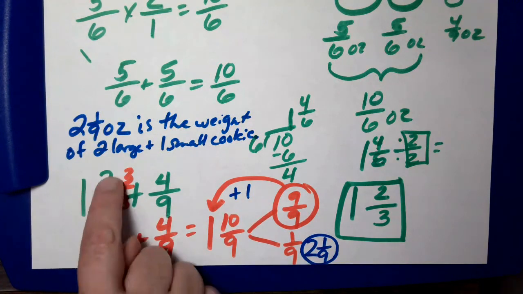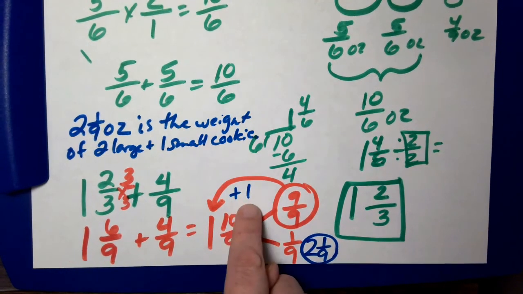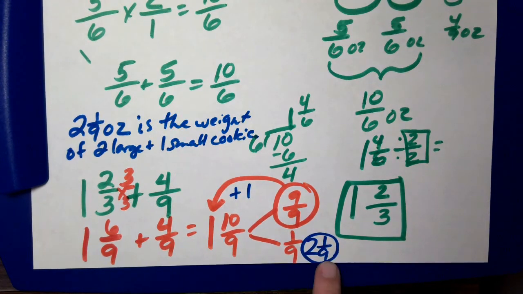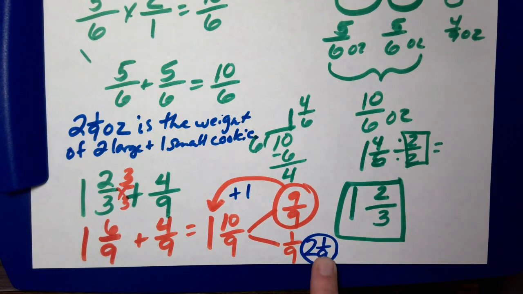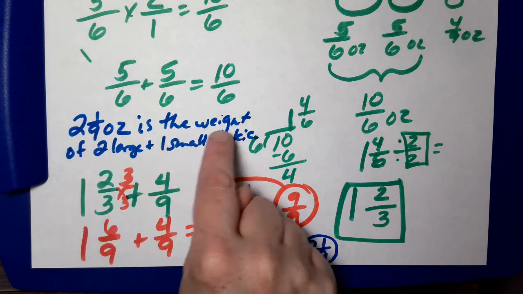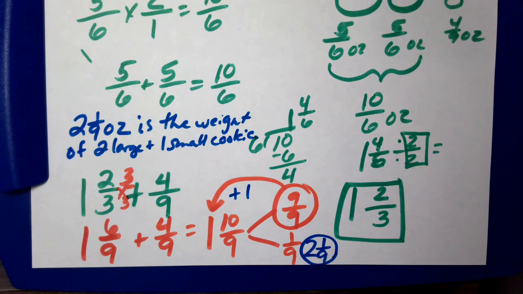So when I added the 1 2/3 and the 4/9, I had to rename this to 1 6/9 plus 4/9, and I got 1 10/9, which is a mixed number that has an improper fraction. So I separated the 10/9 out to be 9/9, which would be 1 whole, which is this 1 whole that I took out, and then the 1/9 on its own. And so the answer would be 2 1/9 ounce. So I went ahead and wrote this statement of the solution. 2 1/9 ounce is the weight of 2 large and 1 small cookie. And that is the answer for our cookie problem.